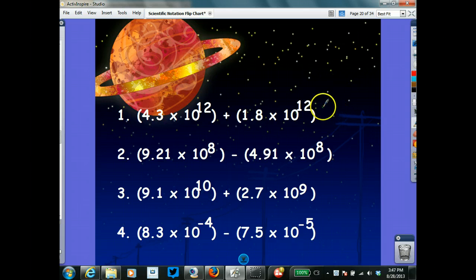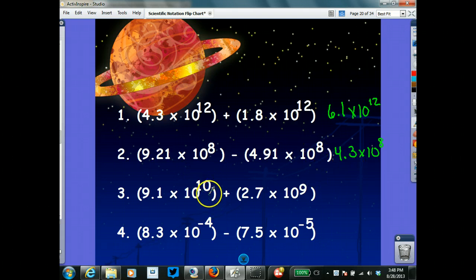Alright, here we go. On the first one, 4.3 times 10 to the 12th plus 1.8 times 10 to the 12th, you should have come up with 6.1 times 10 to the 12th. If you did not, definitely go back and review adding 4.3 plus 1.8, same base, same power. On this next one, same base, same power, so I know it's going to be something times 10 to the 8th. Well, 9.21 minus 4.91 comes up with 4.3 times 10 to the 8th power.